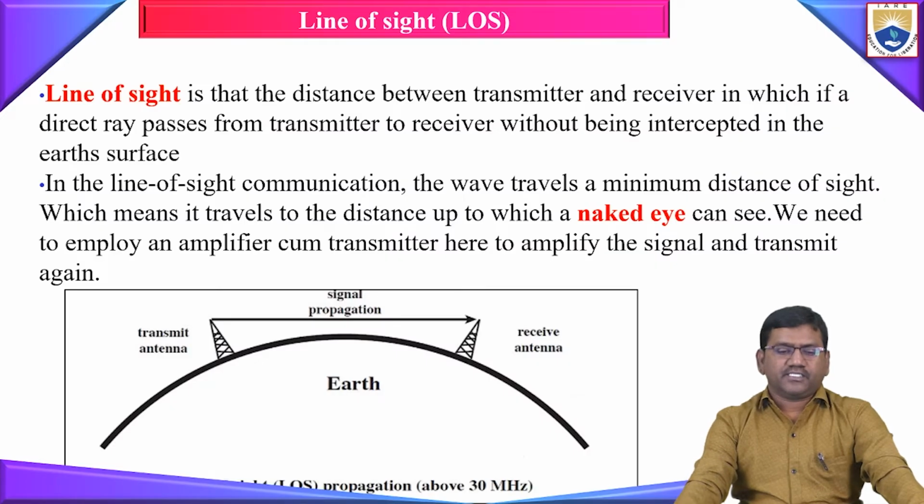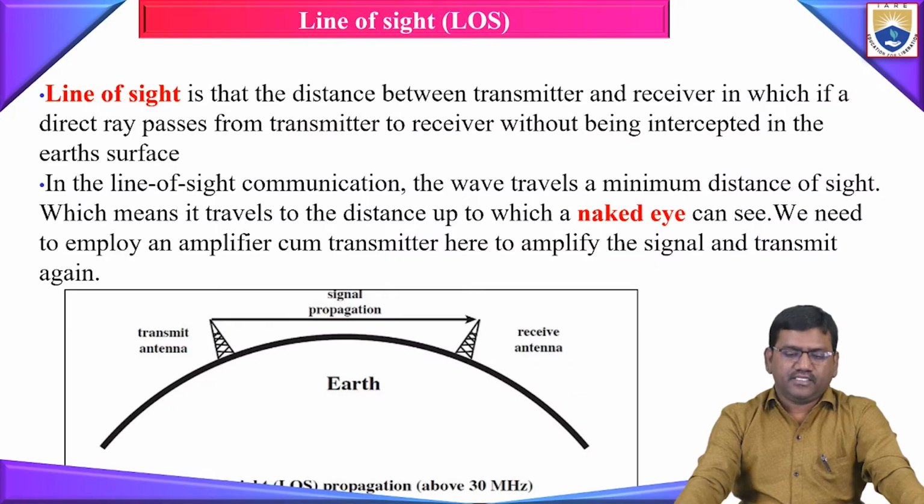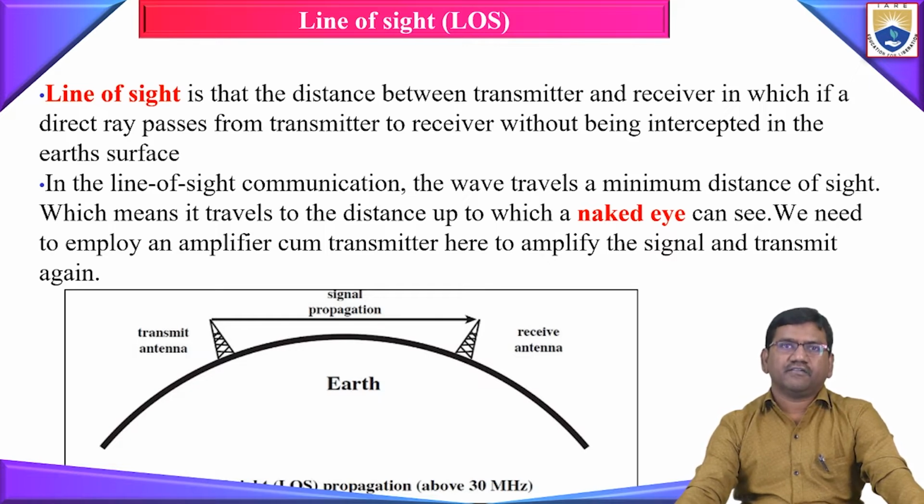In space wave propagation, there is a transmitting antenna and a receiving antenna. Whenever a signal travels directly from the transmitting antenna to the receiving antenna without any reflection, a path is established. That path we call a line of sight. The line of sight is the distance between the transmitter and the receiver in which a direct ray passes from transmitter to receiver without being intercepted by the Earth's surface.